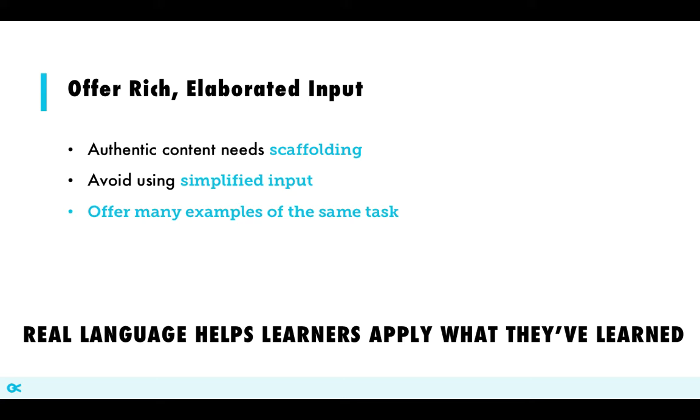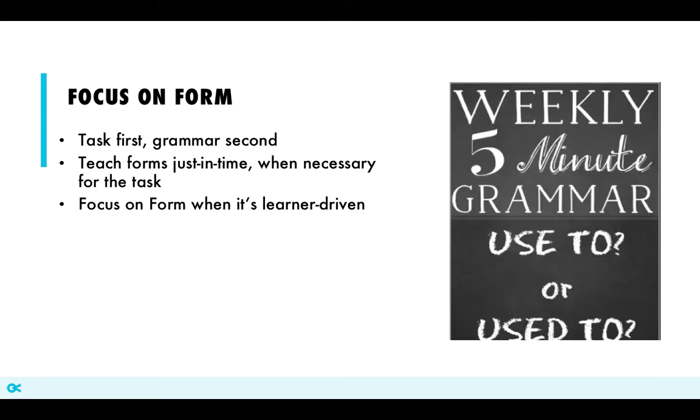That means if your learners want to be able to fill out a job application or give a speech in the language they're studying, you should let them see 10 different examples of job applications, or have them watch 10 different speeches on the same topic with different speakers. They need the repetition of not the same exact thing over and over again, but many similar things relevant to the tasks they want to be able to accomplish. Because real language helps learners apply what they've learned.